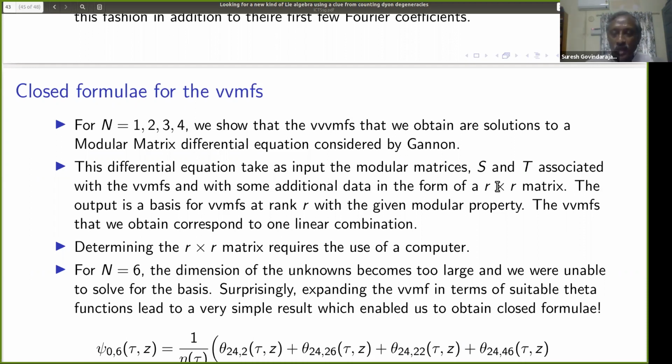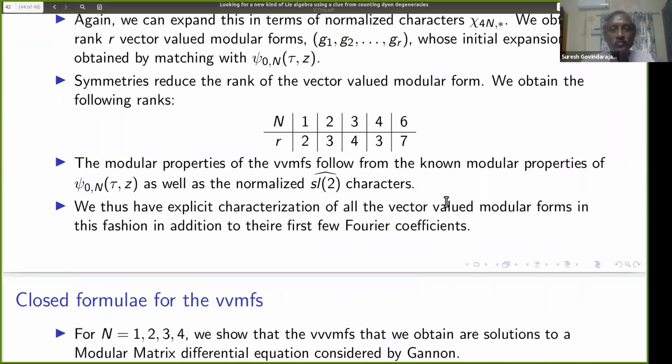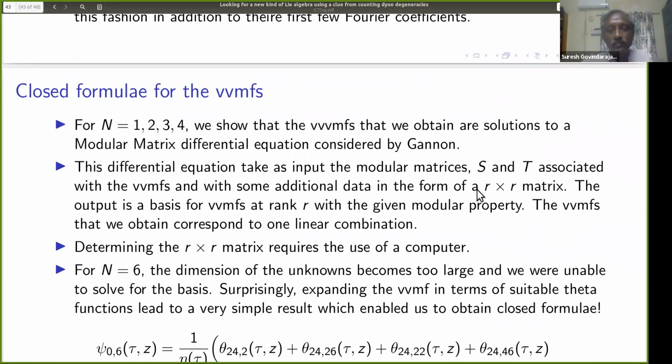And so you have some R by R matrix. And there's some additional data in the form of an R by R matrix. And this is the one which is hard to determine. And the output is a basis for vector valued modular forms of rank R with a given modular property. The VVMFs that we obtain correspond to one linear combination. And actually, there's a natural choice of basis, and it picks out only one of those. But determining this R by R matrix requires the use of a computer. You can't do it just like that. In some sense we know only one row of the R by R matrix. We need to know R squared minus R terms.